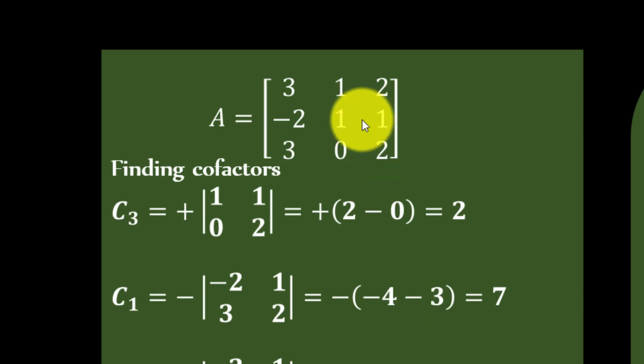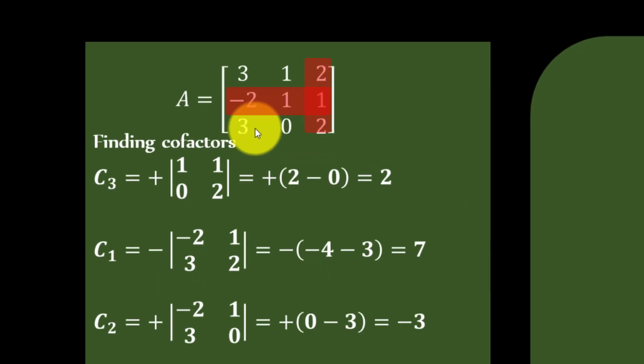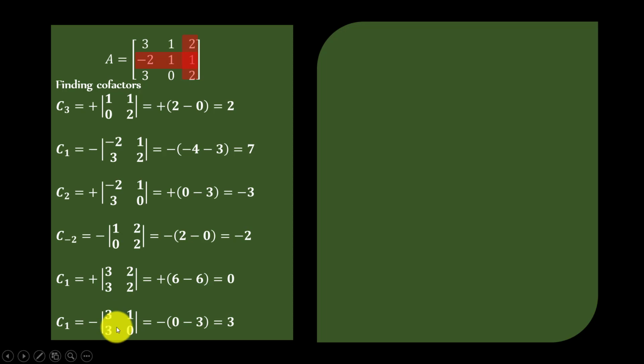Next is the second row, third element. Delete the corresponding column and corresponding row, and you get 3, 1, 3, 0. The previous one was plus, so here you have to take minus. So observe the pattern here: plus, minus, plus, minus, plus, minus. This is the pattern you have to follow.